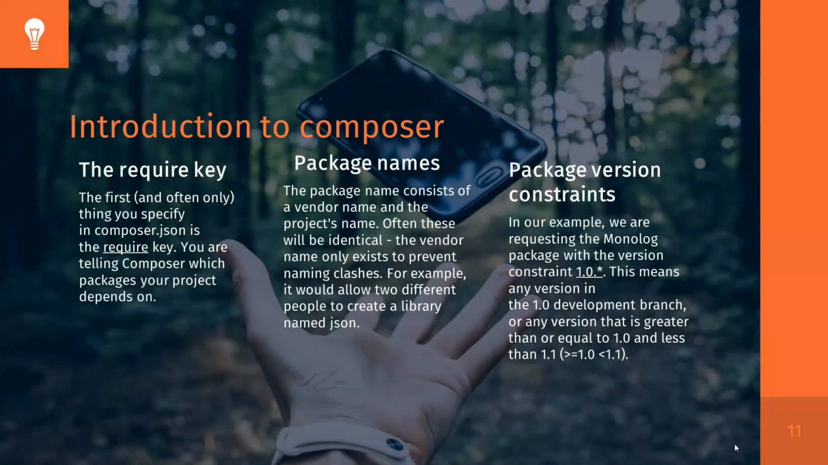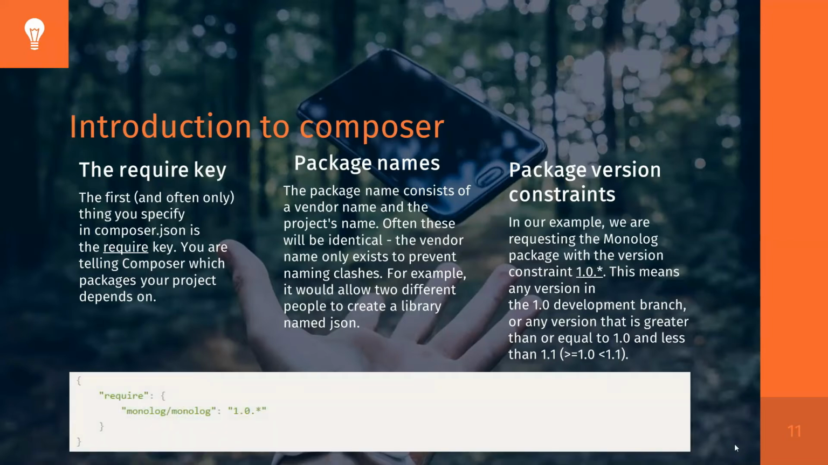So to start off is the require key. The first and often only thing we specify in composer.json is the require key. You are telling Composer which packages your project depends on, as shown here in our example. So as we can see, the require takes an object that maps package names to version constraints, which is this 1.0.